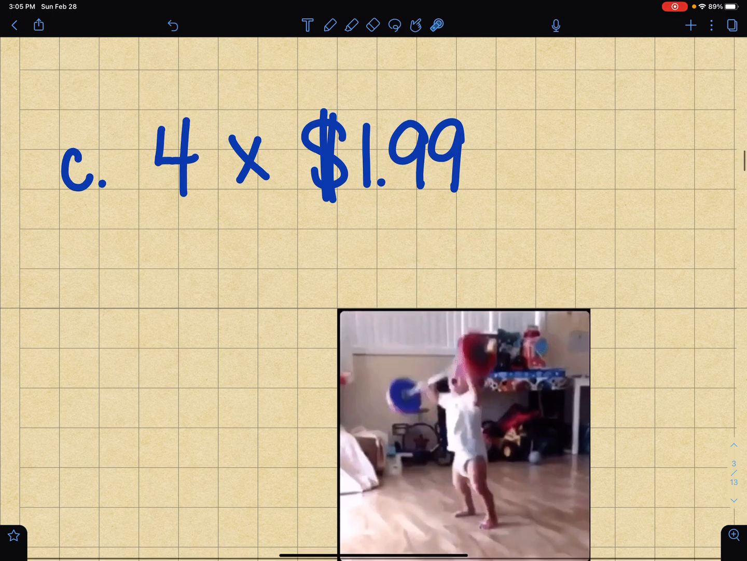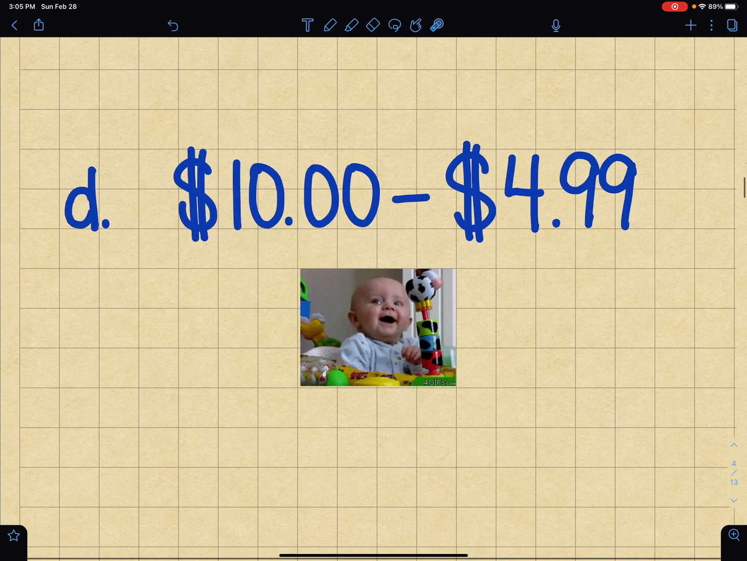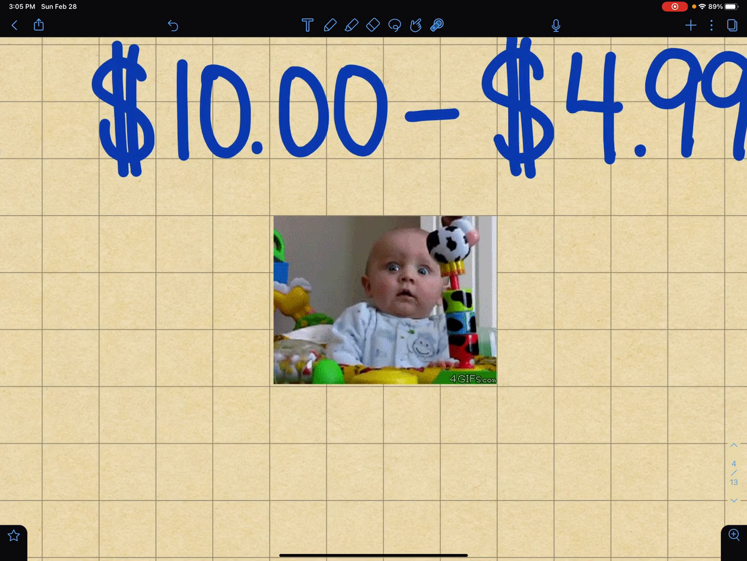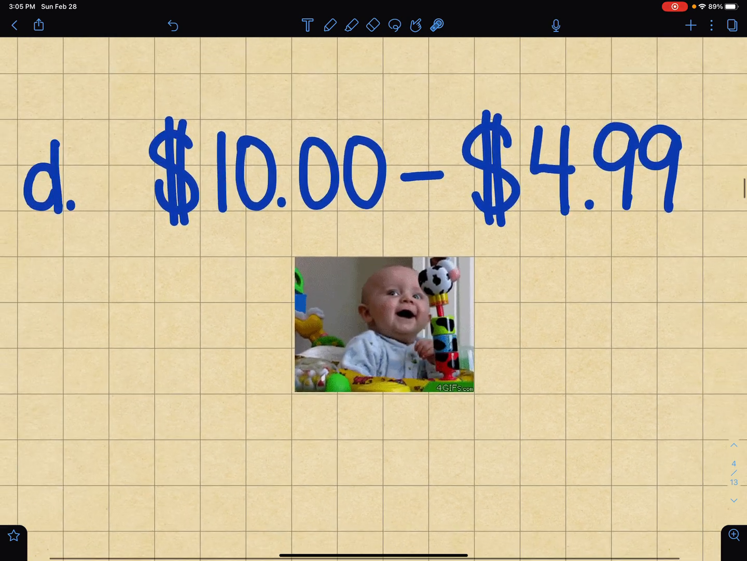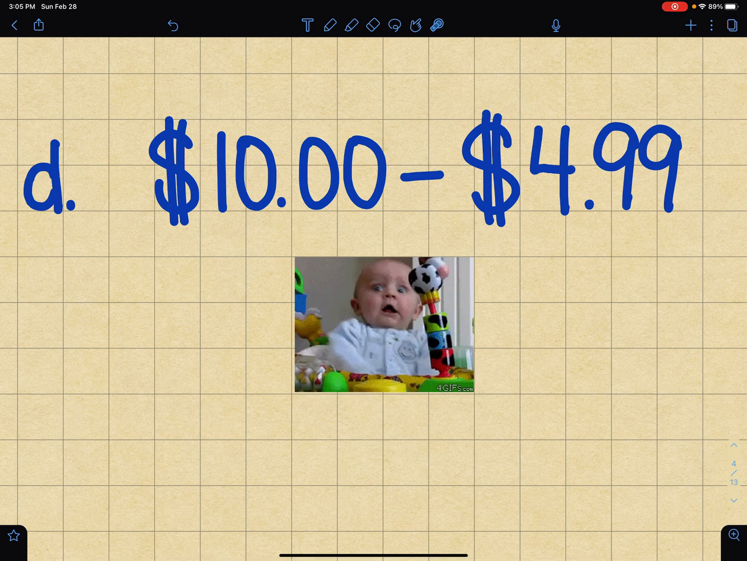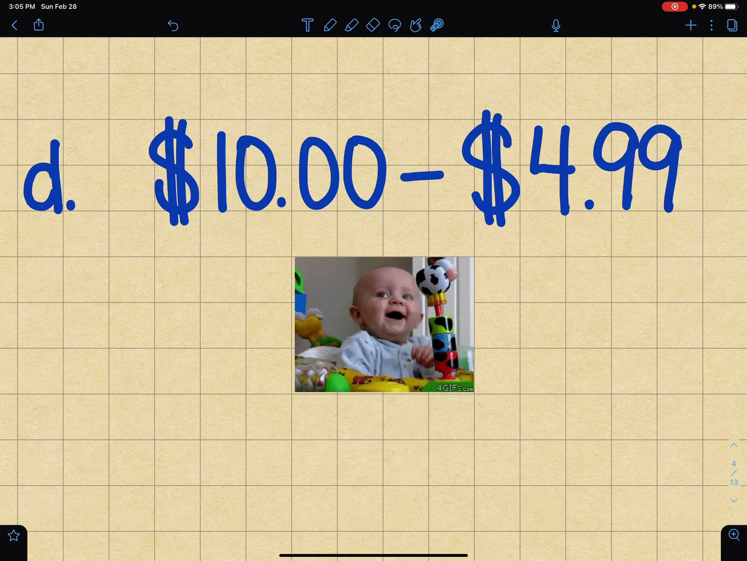Okay, what about D? $10 minus $4.99. That baby is like so happy and then gets scared. Ugh. What is $10 minus $4.99? You could do $10 minus $5 and be like, well, I subtracted too much, so I have to add a penny back.